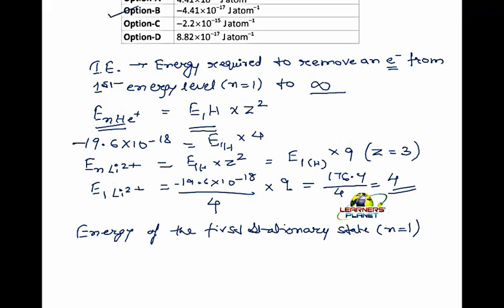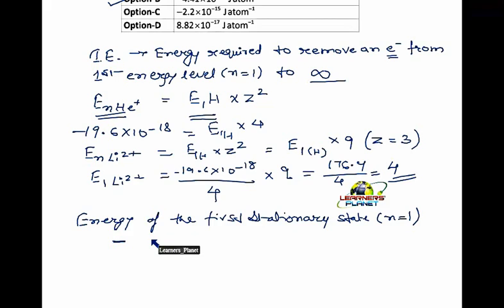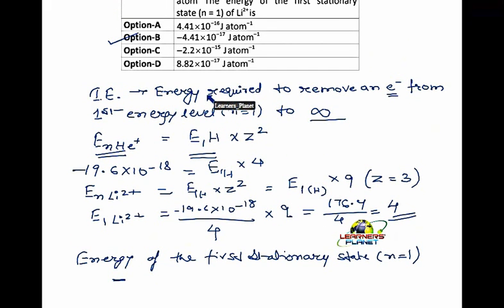So the energy of the stationary state is always in negative, right? You must be knowing that as the electron approaches from infinity to the nucleus, due to the force of attraction between them, the energy is released, and so this energy comes out in negative, right? So the answer is minus 4.41 into 10 to the power minus 17 joule per atom, right?